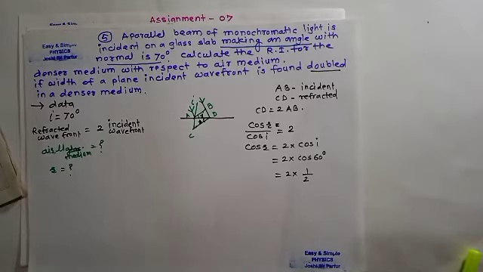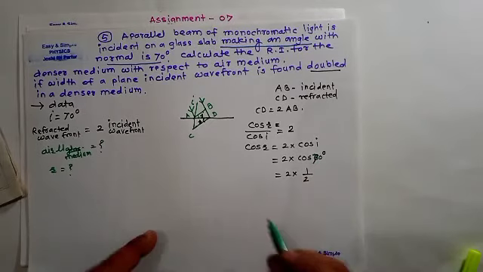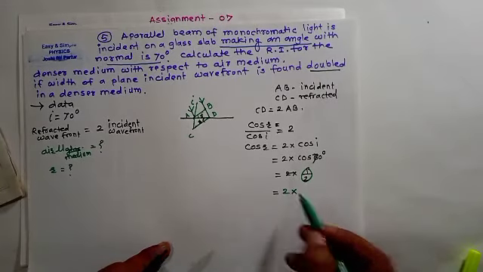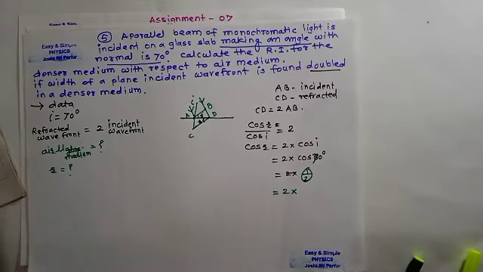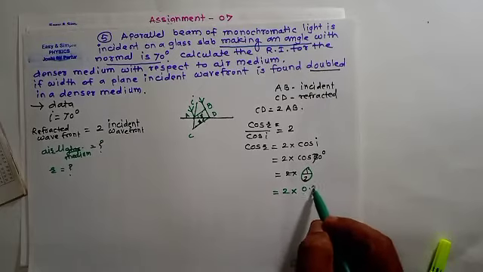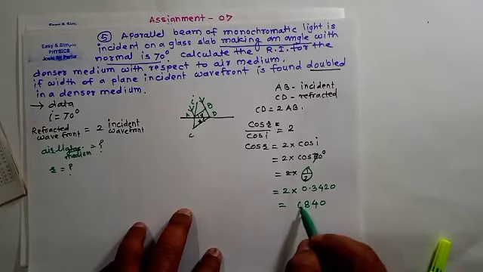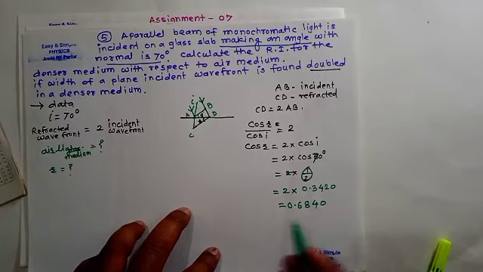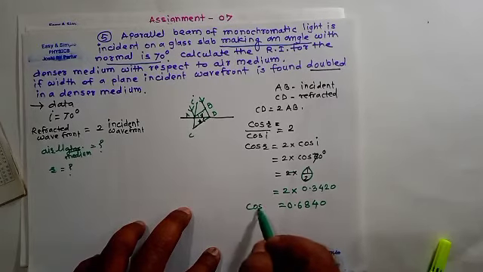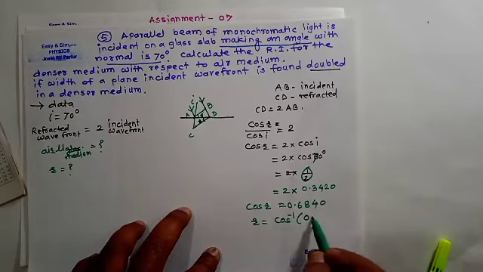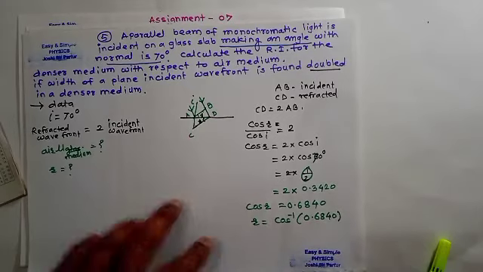See here, 70 degree is given, so the value of 70 degree by using natural cosine will be 0.3420, that will be 0486, it is 0.6840, that will be cosine of R. So R is equal to cos inverse 0.6840.